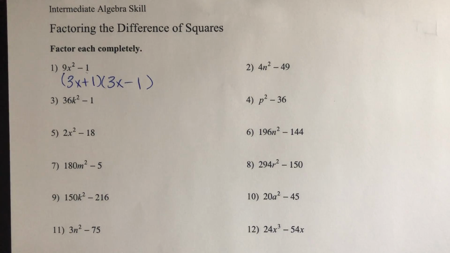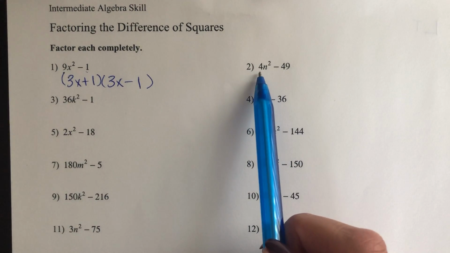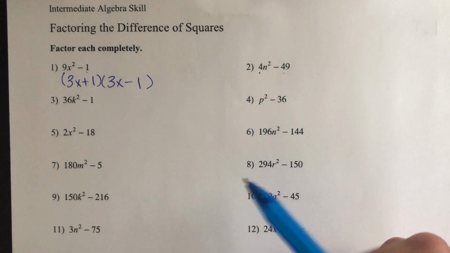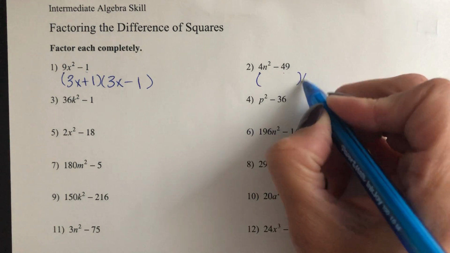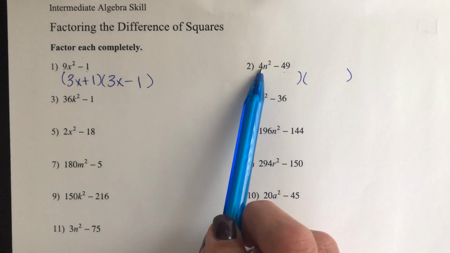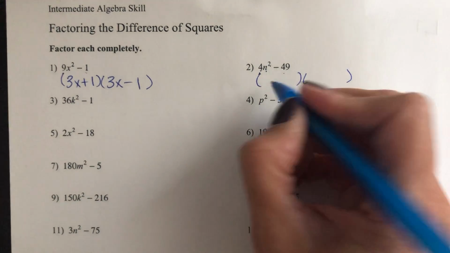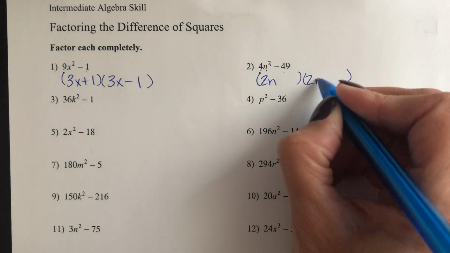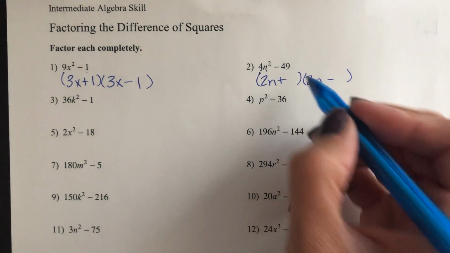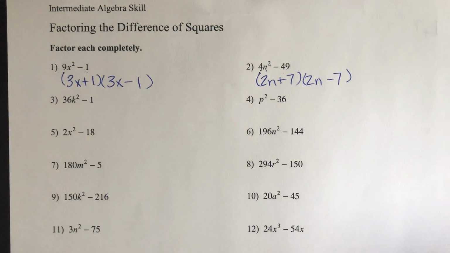Okay, let's look at number 2. Check for a GCF. Is there a number that can divide into 4 and 49 evenly? No, there's not. So I'll go ahead and write my parentheses. I'll take the square root of 4n squared. That would be 2n. Add my signs, plus, minus. Take the square root of 49, that's 7. And that's your answer.